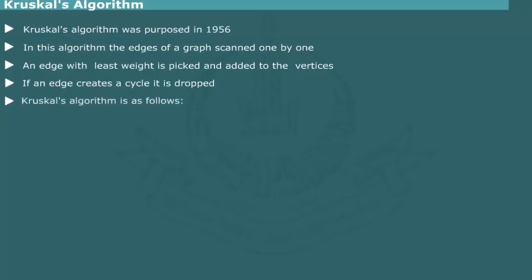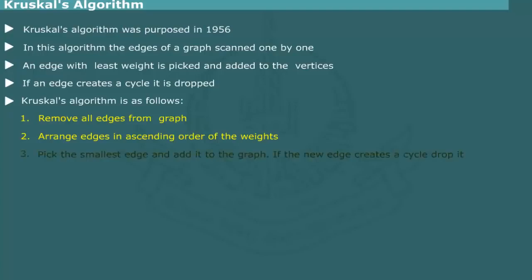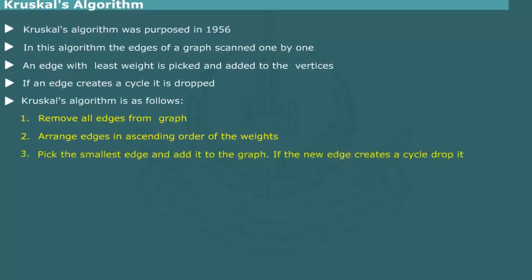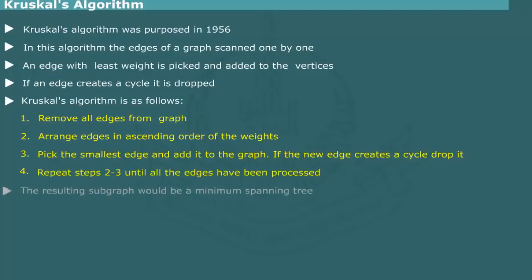The algorithm can be implemented by pursuing the following steps. Step 1. Remove all edges from graph. Step 2. Arrange edges in ascending order of the weights. Step 3. Pick the smallest edge and add it to graph. If the new edge creates a cycle, reject it. Step 4. Repeat step 3 until all vertices have been processed. The resulting subgraph, which may contain fewer edges, would be a minimum spanning tree.